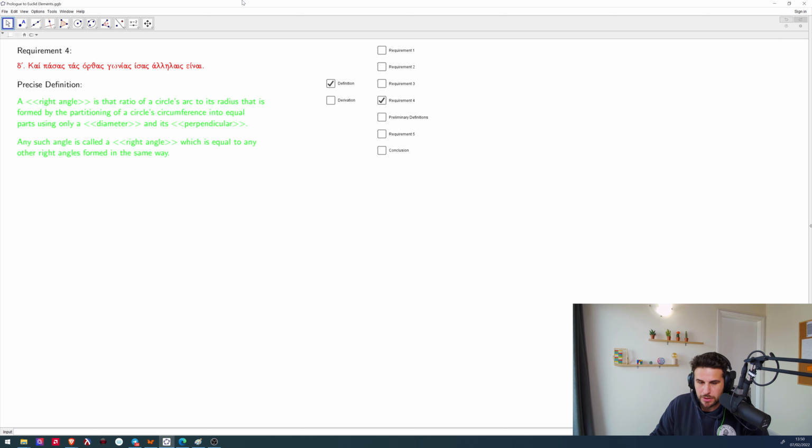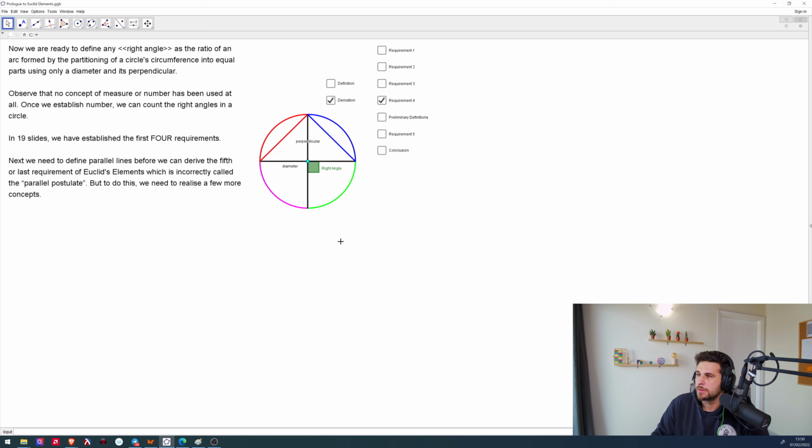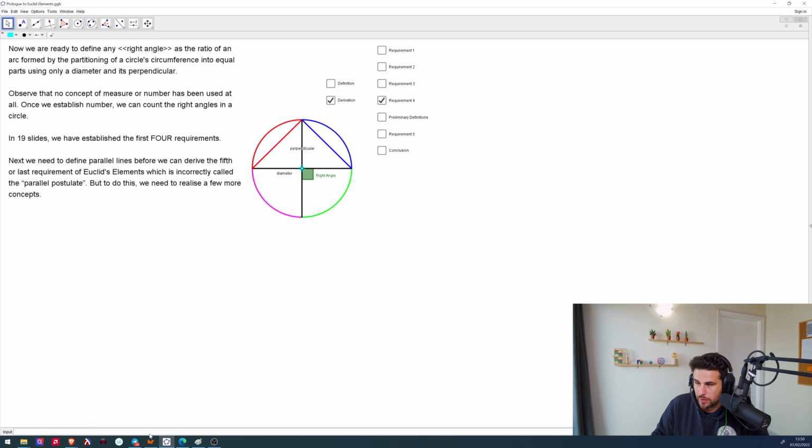But a precise definition that we will give is a right angle is that ratio of a circle's arc to its radius that is formed by partitioning of a circle's circumference into equal parts using only a diameter and its perpendicular. Any such angle is called a right angle, which is equal to any other right angle formed in the same way. And we have a diagram here that will help us illustrate the point. So I'll get back to the mind map, and then I'm going to come back to this dynamic shape diagram.